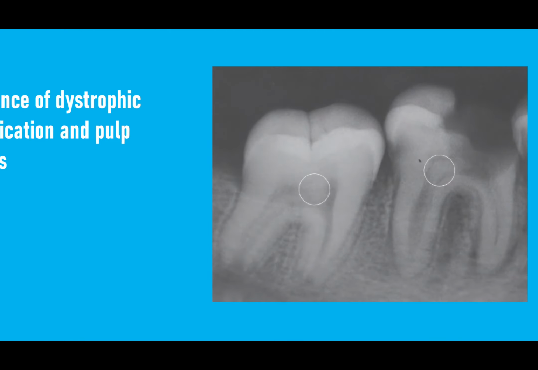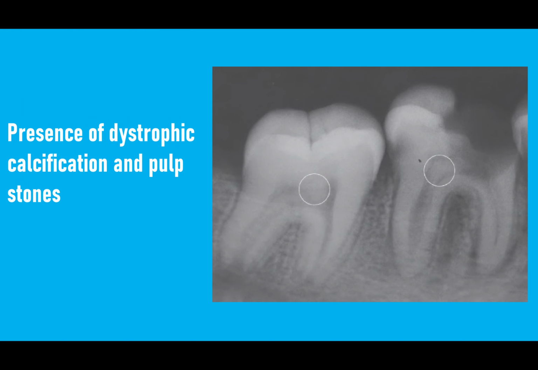Number fourth change that happens in pulp with age is the presence of dystrophic calcification and pulp stone. Whenever there is inflammation and infection, and the pulp starts its repair process, that may result in dystrophic calcification or pulp stone in the tooth. These stones may hinder the restorative or endodontic procedures whenever one is performing them on a tooth that has dystrophic calcification and pulp stones.